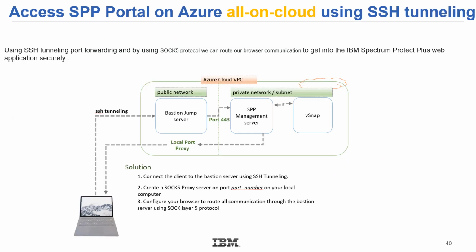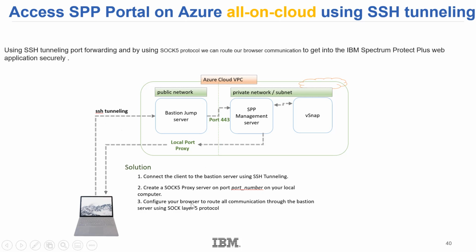If you're using SSH tunnel port forwarding, it's utilizing SOCKS 5 protocol, and basically we can route our browser communication to the Spectrum Protect Plus web console that's out inside of Azure. So in order to do this, you're going to need to connect the client to the Bastion server using this SSH tunneling and create this SOCKS 5 proxy with a port number.